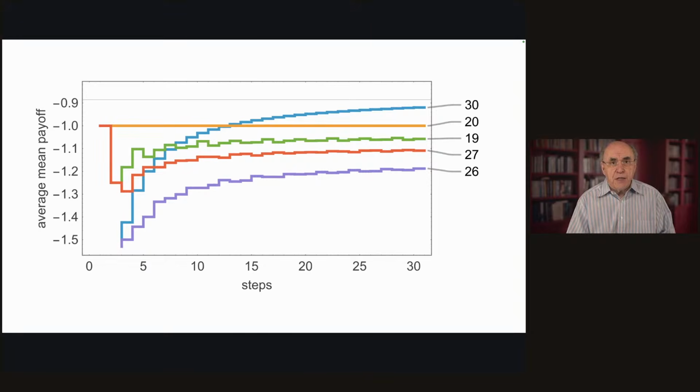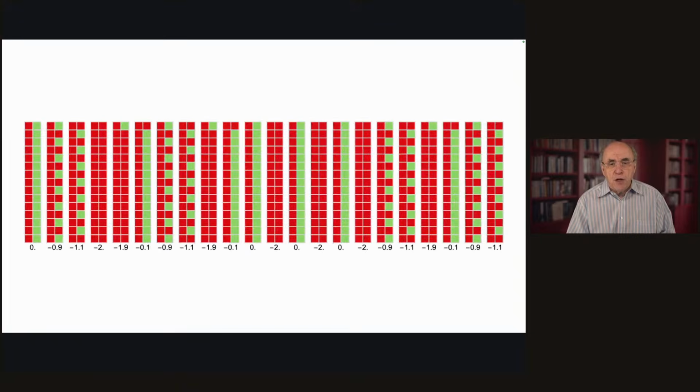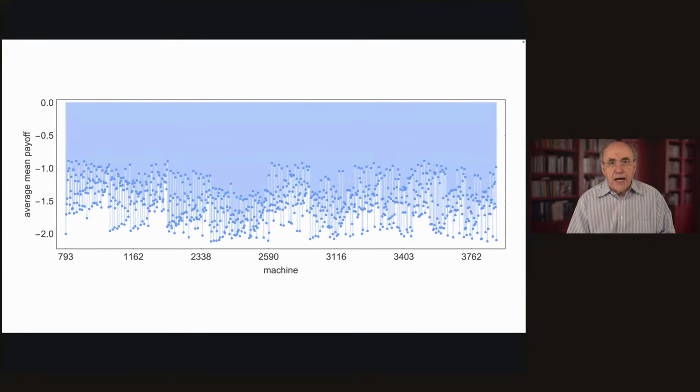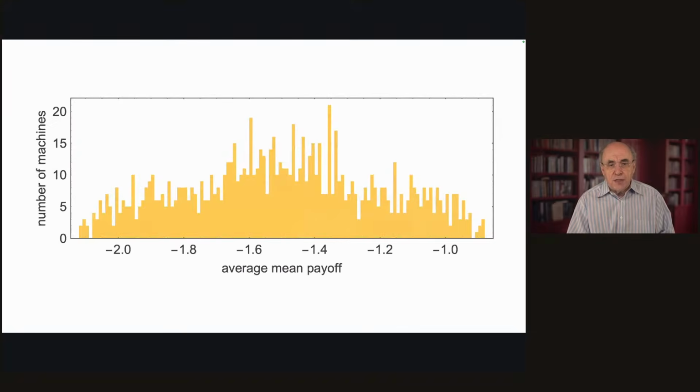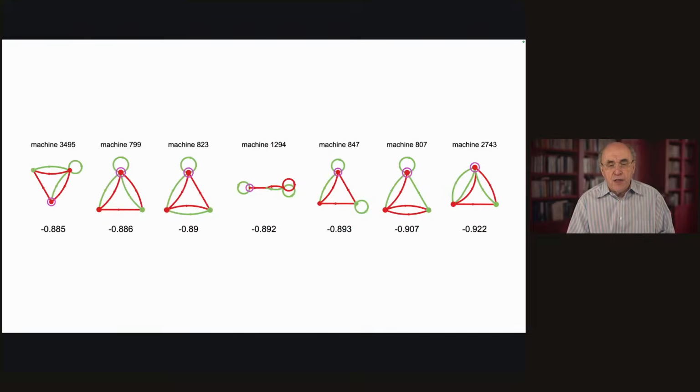So what about three-state machines? So here's the average mean prisoner's dilemma payoff for each of the three-state machines playing against all others. So the distribution of these average mean payoffs is this. The machines with the highest ultimate average mean payoff are these ones here.